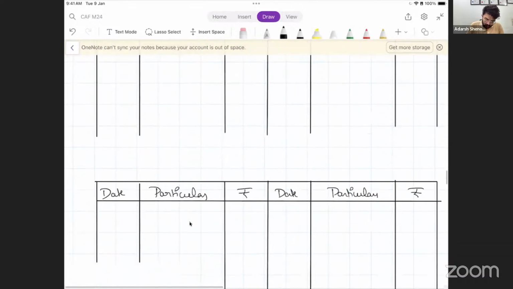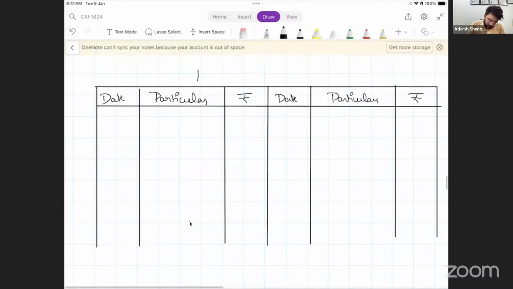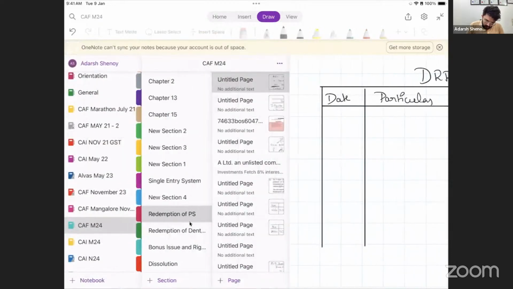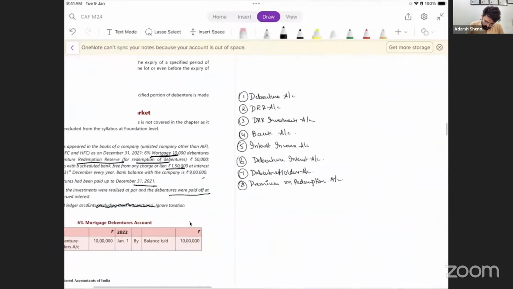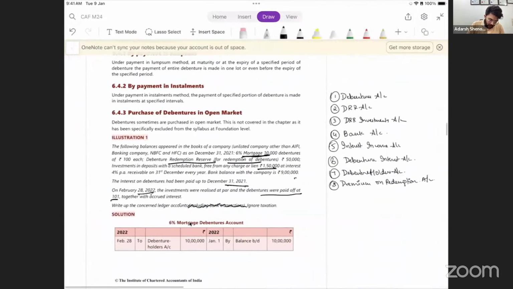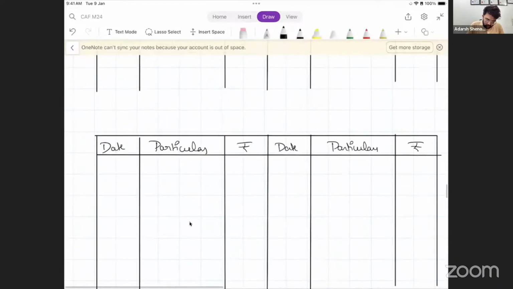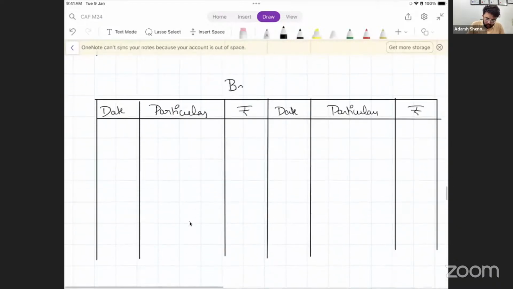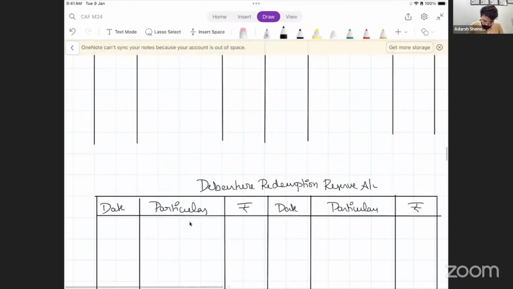Next, DRR investment account. And of course, the bank account. All other accounts will come in later on. As we pass the entries, we will discuss and we'll write the titles.